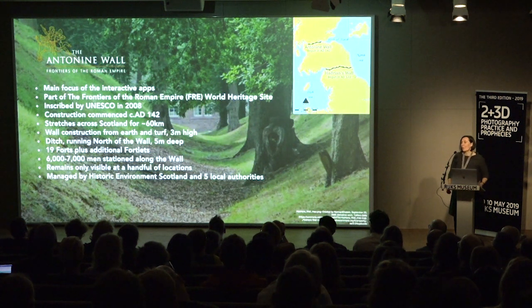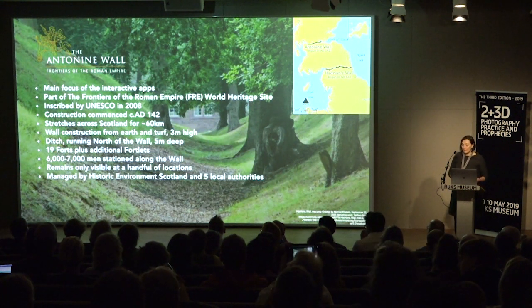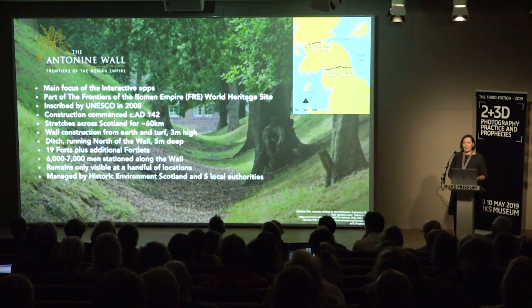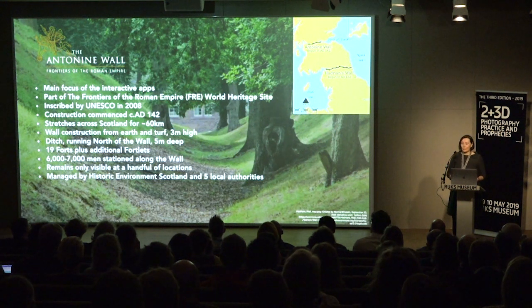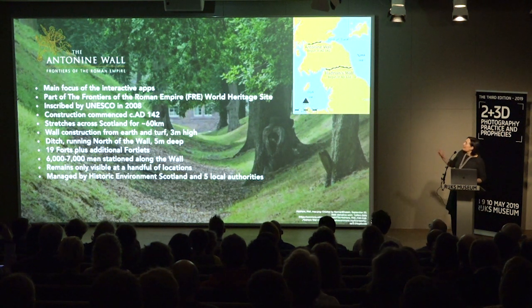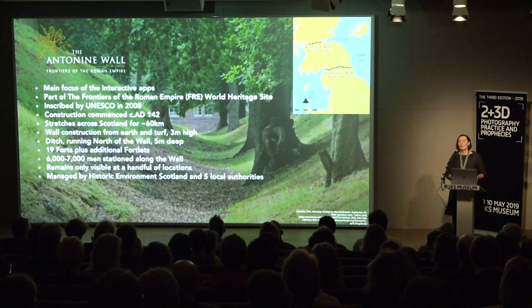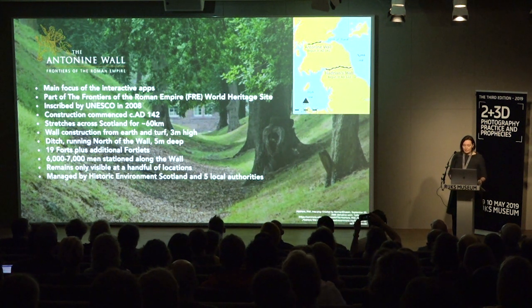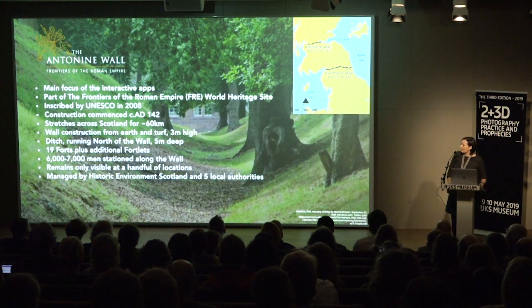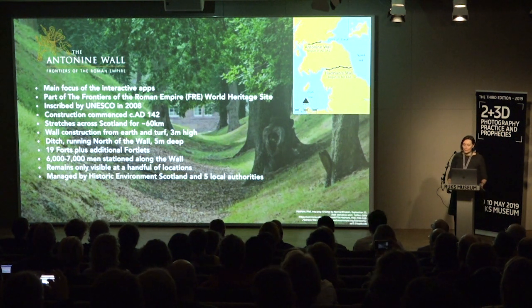So the Antonine Wall in Scotland is the main focus of the presentation today, and I'm guessing that many of you will not have heard of it. It's part of the Frontiers of the Roman Empire World Heritage Site. It's the most northerly frontier of the Roman Empire in Scotland, and it was inscribed by UNESCO onto the World Heritage List in 2008. There's some other stats about it there. I'm not going to read them all through.